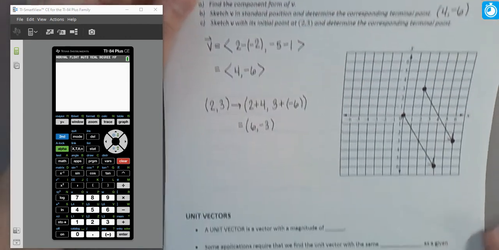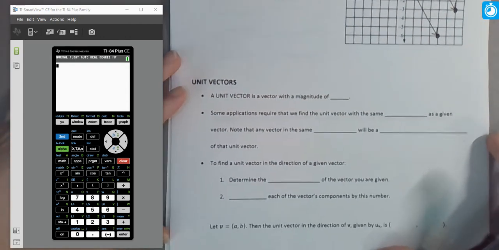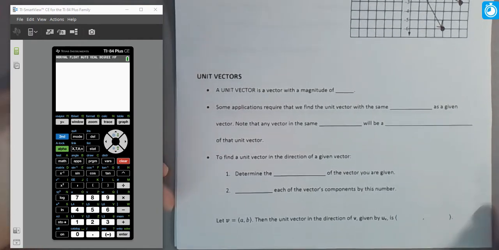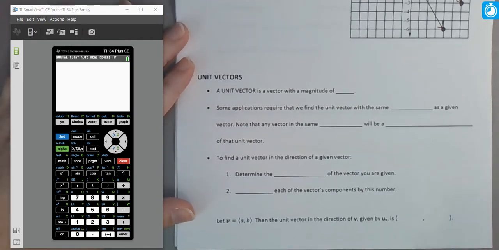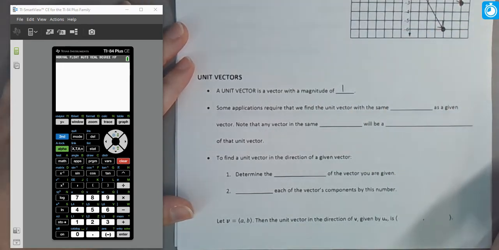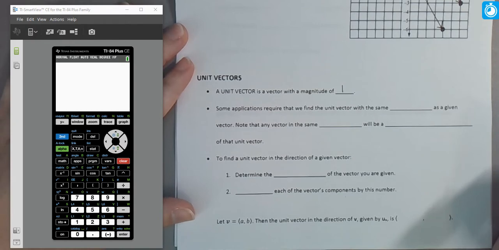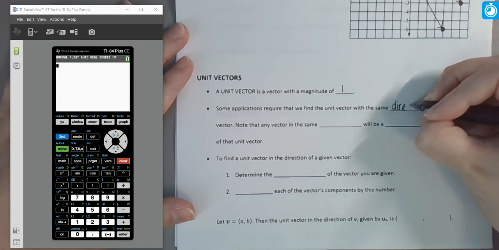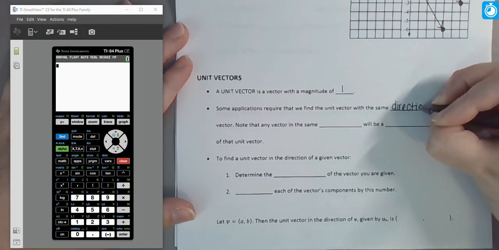So some special kind of vectors that we often use that can also be used to indicate just horizontal and vertical displacement are what we call unit vectors. So in general, when you see the term unit in mathematics, unit means 1. So a unit vector is a vector that has a magnitude of 1. So certain applications require us to find a unit vector with the same direction as a given vector.